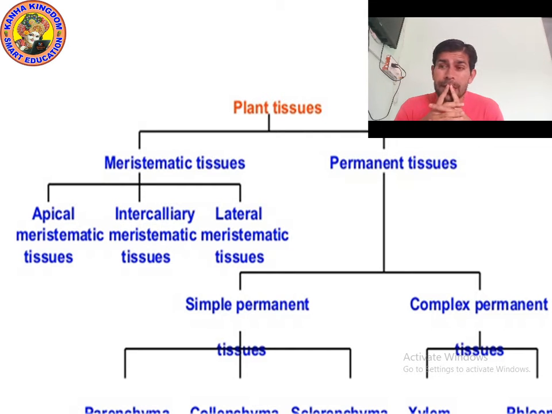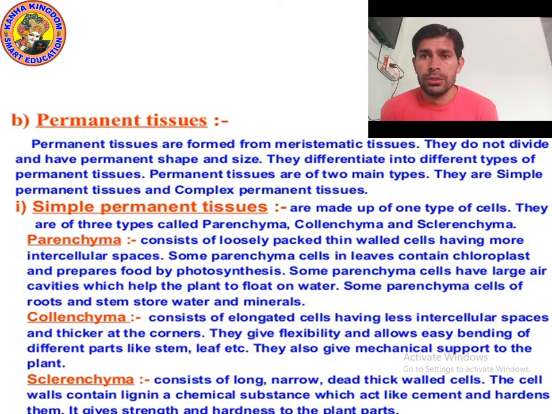And if I talk about intercalary meristematic tissue, so kids, I hope you understood. Intercalary meristematic tissues are present at the base of leaves and internode and help in the growth of those plants. Now let's study the new topic: permanent tissue.